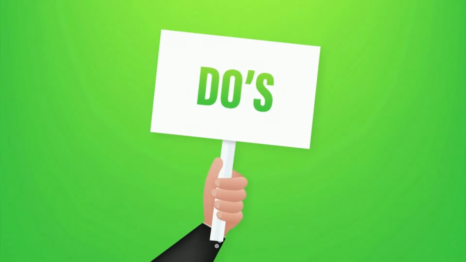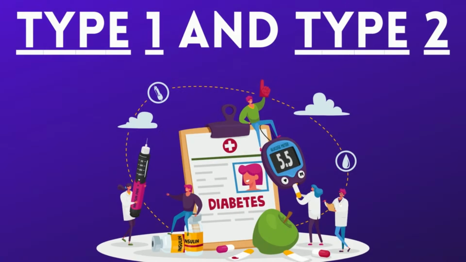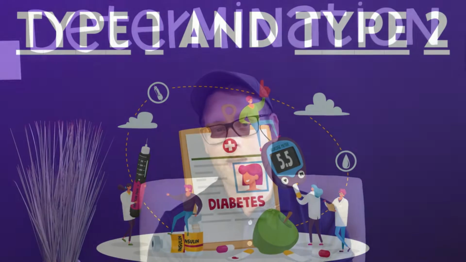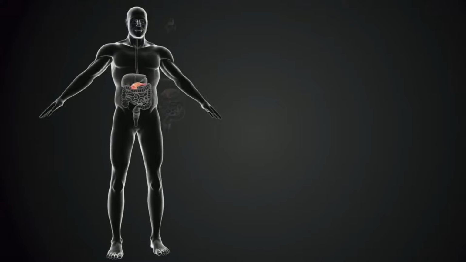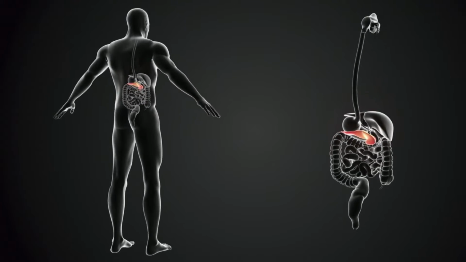Now, before we start talking about the do's and don'ts of working with diabetic clients, we should talk about the two different types of diabetes, type 1 and type 2. People with type 1 diabetes are insulin dependent. We're still not 100% sure what causes type 1 diabetes, but when someone has type 1 diabetes, their body's cells attack their pancreas. Eventually, the pancreas can't create insulin anymore, and the type 1 diabetic has to inject it.